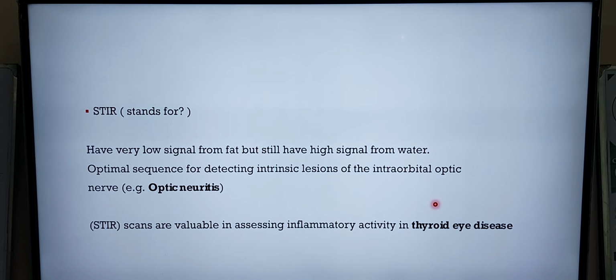What is STIR? Short T1 or tau inversion recovery. It has a very low signal from fat but has a high signal from water. Optimal sequence for detecting intrinsic lesions of the intraorbital optic nerve. So it is used for two main purposes: optic neuritis and thyroid eye disease.